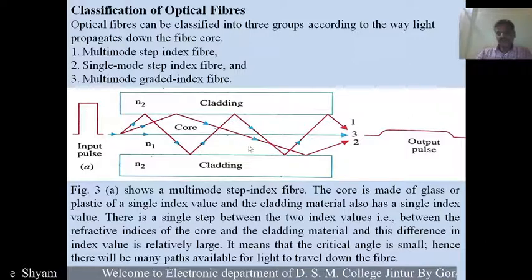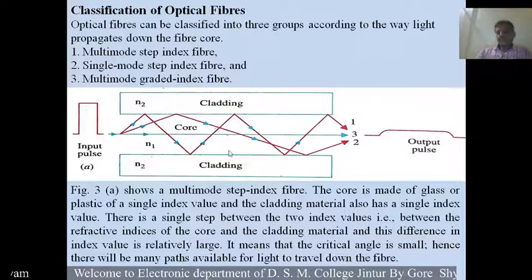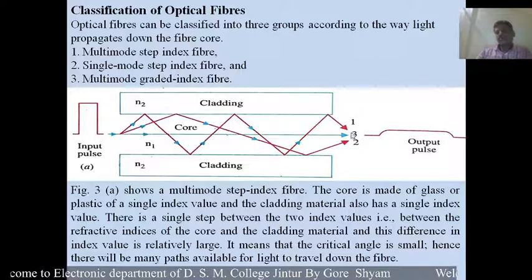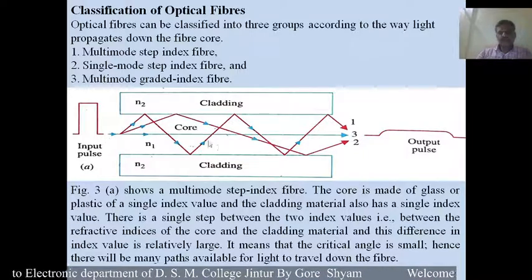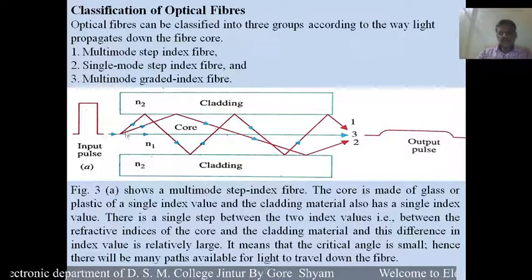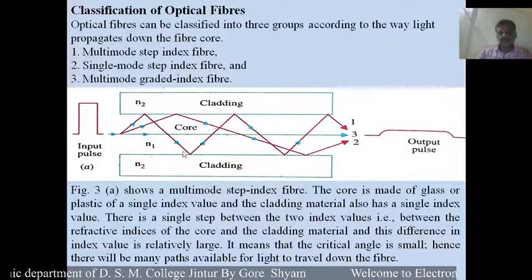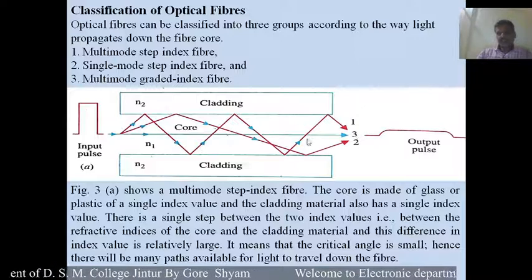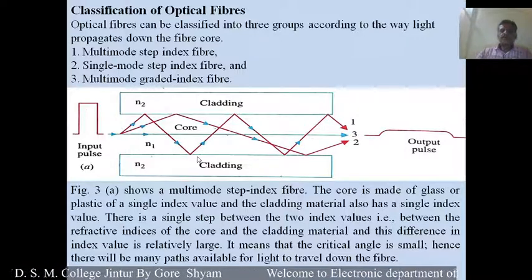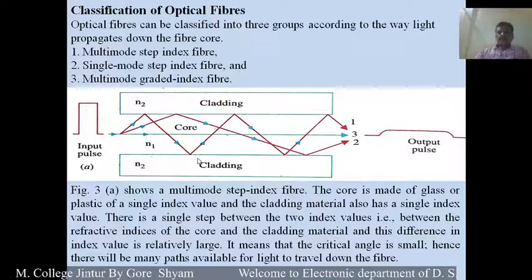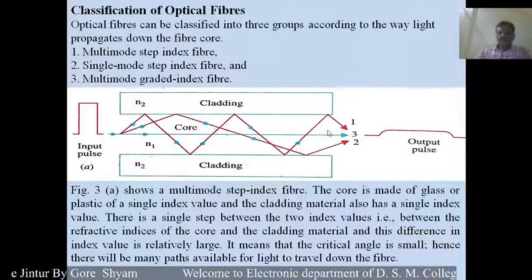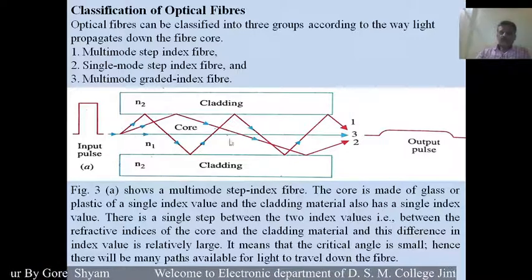Suppose the speed of each ray is the same, but one takes a very short distance, therefore it can reach the output in very little time. And if you look at path number 3, ray number 3 takes more time to reach the output because it travels through the optical fiber in a very long way.